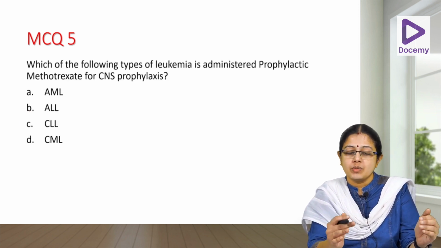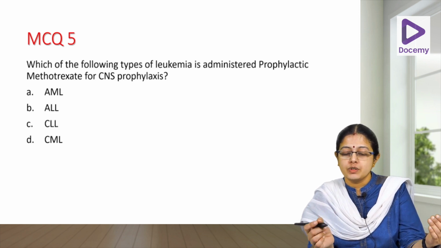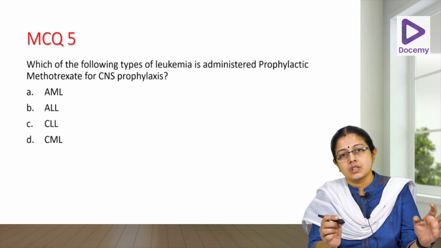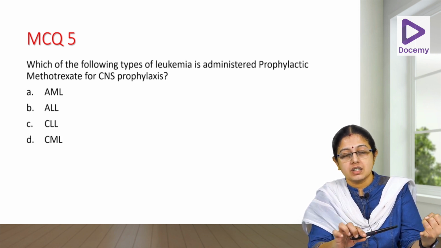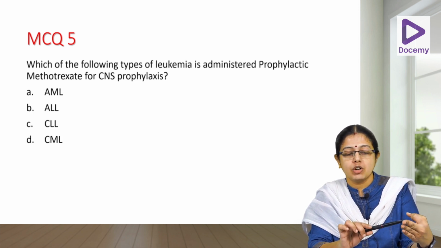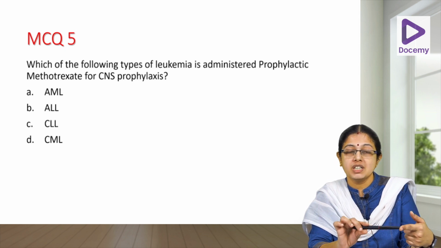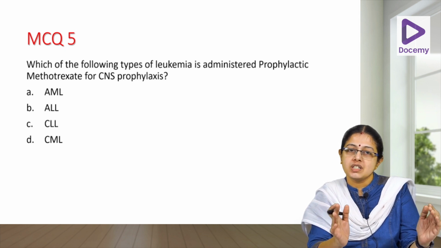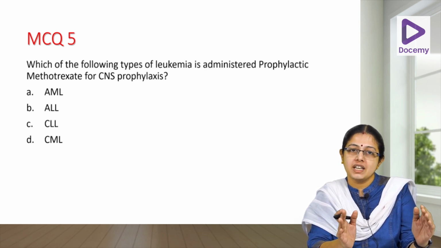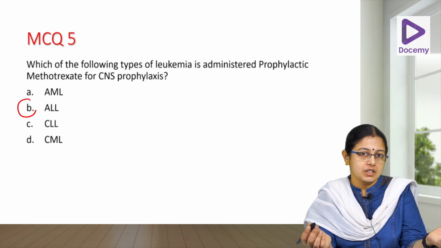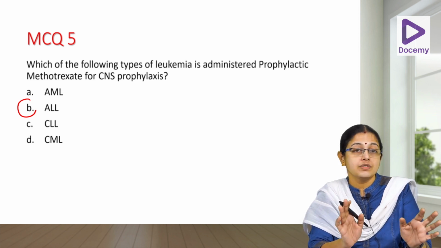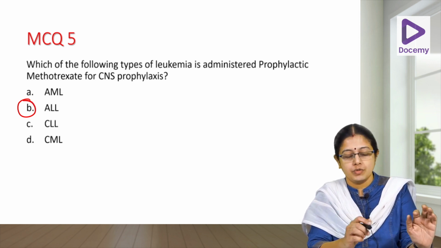Now coming to MCQ number 5: in which of the following types of leukemias is prophylactic methotrexate administered for CNS prophylaxis? Option A is acute myeloid leukemia, option B is acute lymphoblastic leukemia, option C is chronic lymphocytic leukemia, option D is chronic myeloid leukemia. Methotrexate is one drug which acts against the lymphoid blasts. Lymphoid blasts are naturally seen in acute lymphoblastic leukemia, so prophylactic methotrexate for CNS prophylaxis will be used only in acute lymphoblastic leukemia.